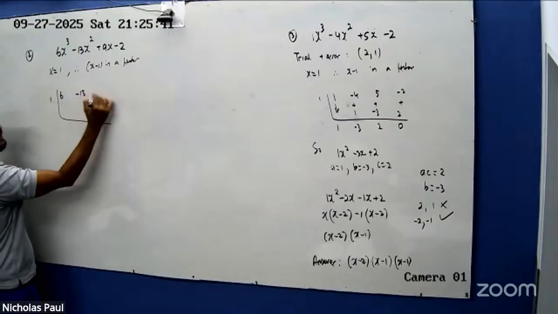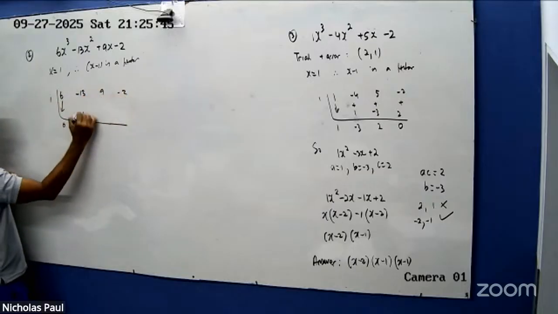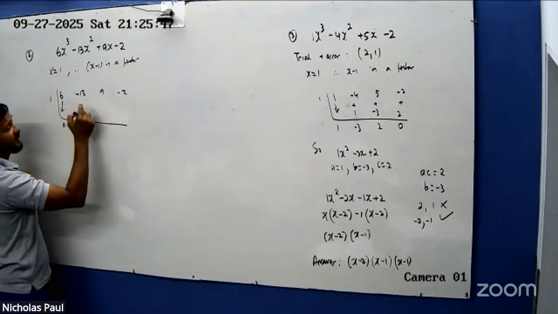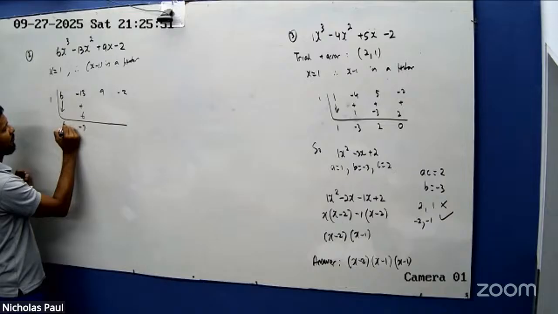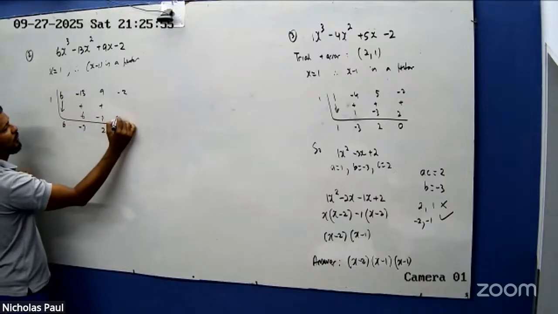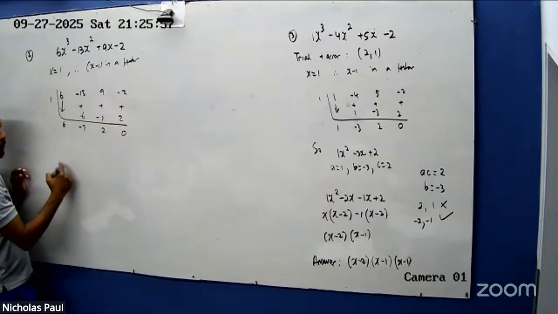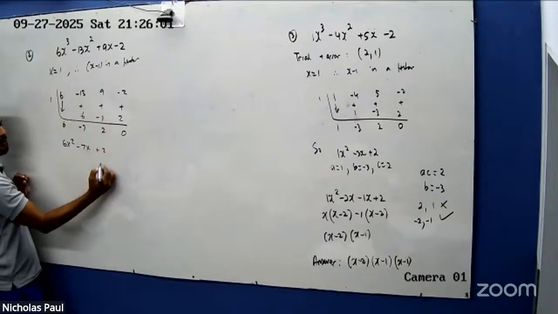Right, so 6, minus 3, 9, minus 2. Bring down your 6. Added here will give you what? Minus 7. 1 by minus 7 added here will give us 2. 2 added here will give us 0. So remember it's 6x squared minus 7x plus 2.